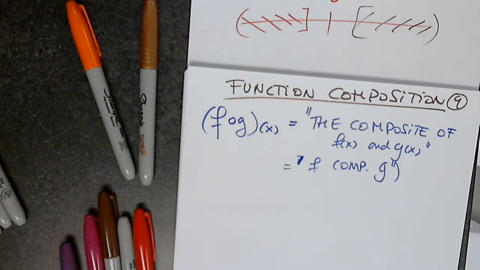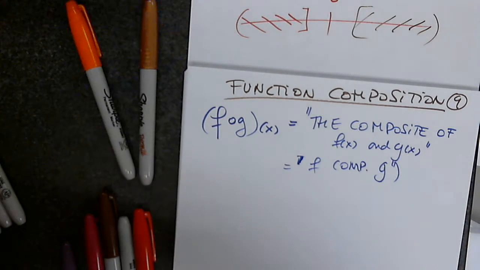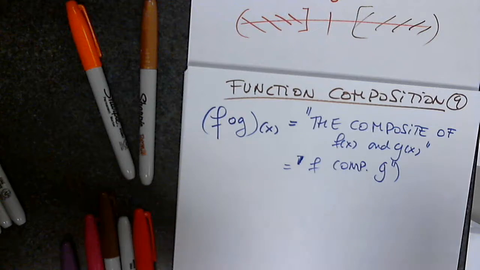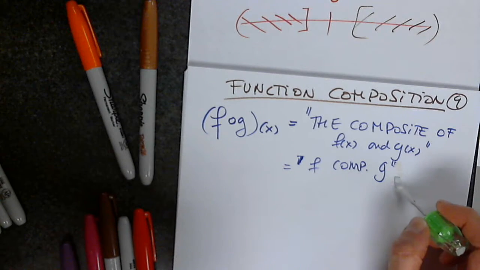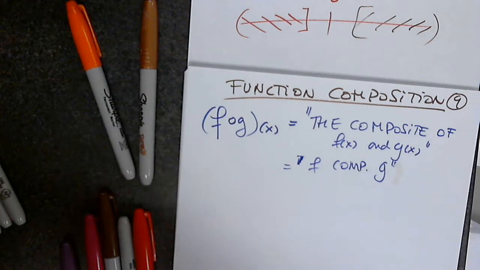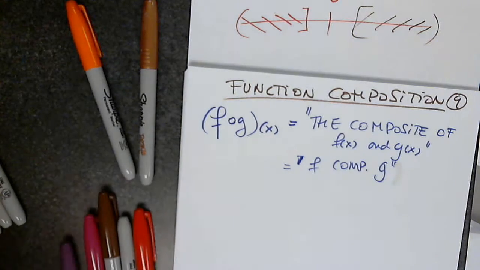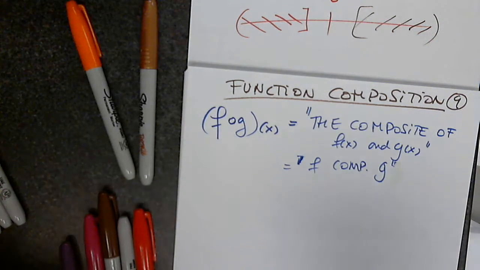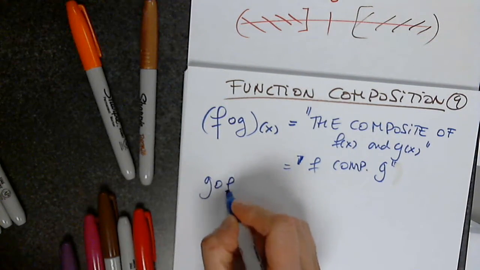F comp g. In other words, the composite of f and g. Okay? Now, can I do it the other way around? Yes. G comp f.